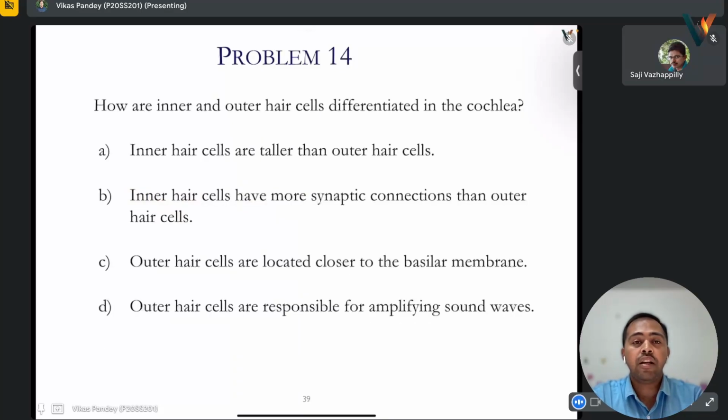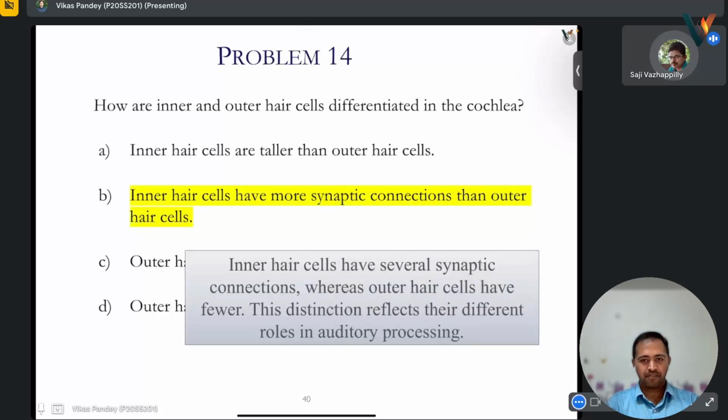How are inner and outer hair cells differentiated in the cochlea? Are inner hair cells taller than the outer hair cells, or do inner hair cells have more synaptic connections than the outer hair cells? Are outer hair cells located closer to the basilar membrane, or are outer hair cells responsible for amplifying sound waves? What is the difference between inner hair cells and outer hair cells in the cochlea?